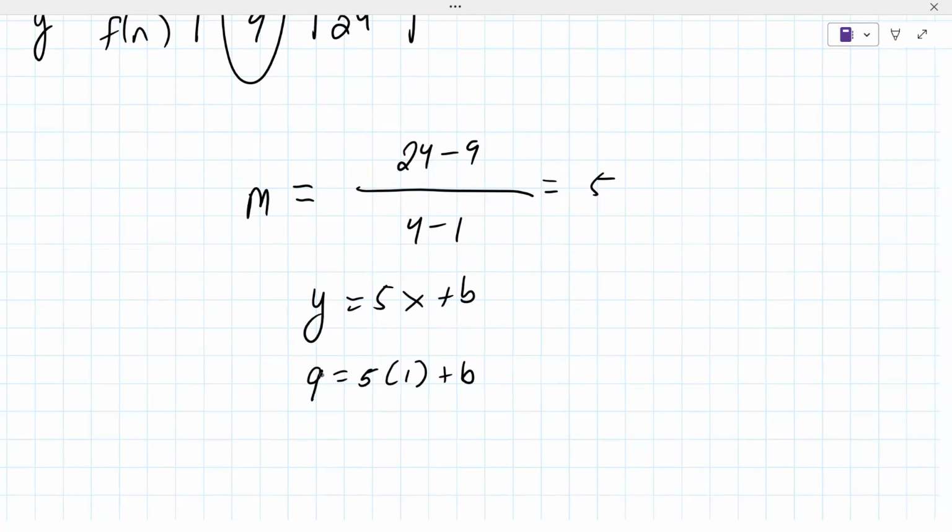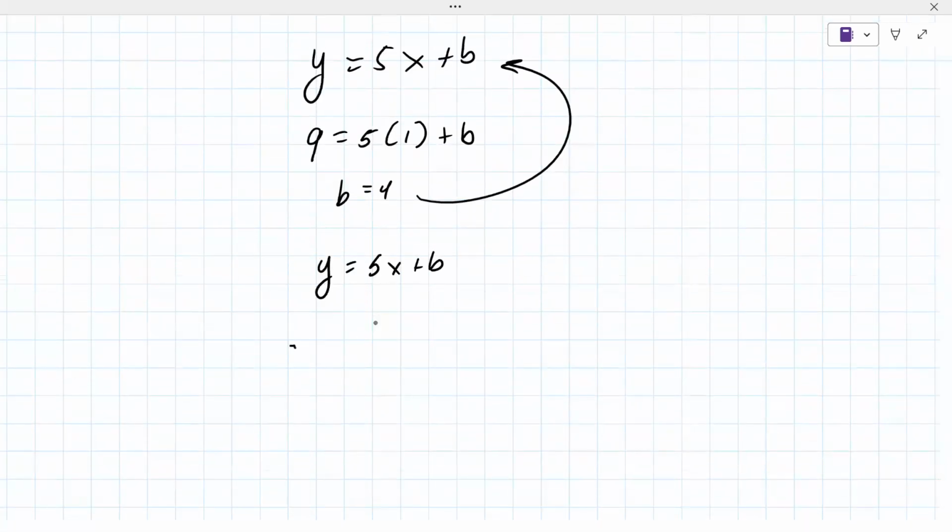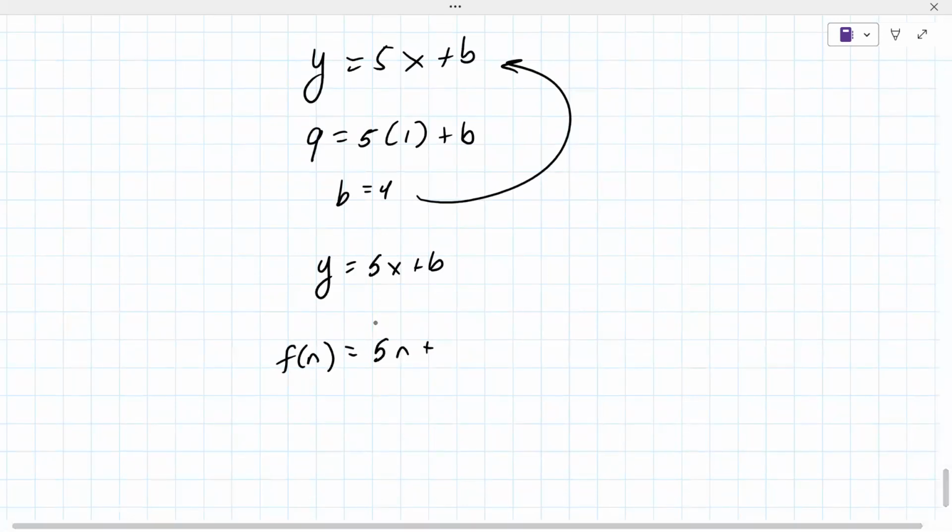Would it be b equals 4? Now your equation is y equals 5x plus b. But just to be consistent with what we've been doing, we'll replace this with f of n equals 5n plus 4. I don't know why I didn't do that there.